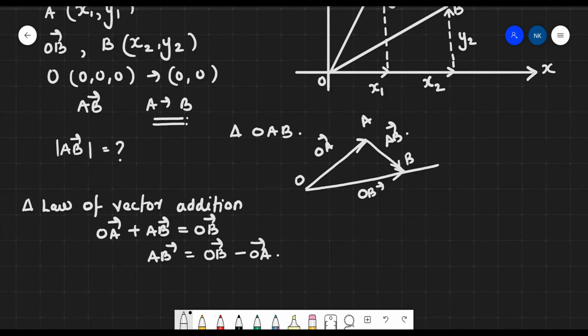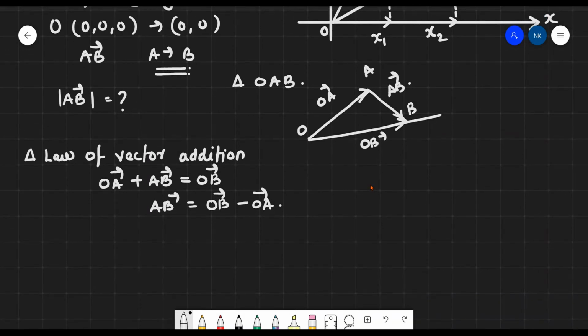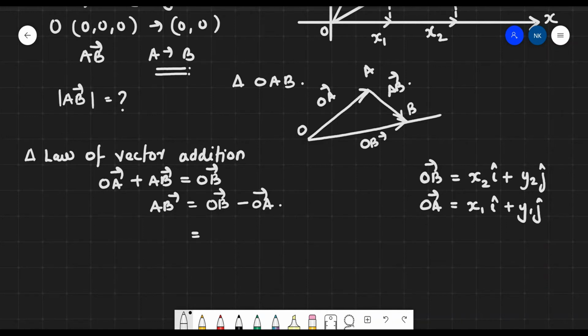Fine. Now how can we write OB vector? OB vector is x2 i cap plus y2 j cap. And what was OA vector? OA vector was x1 i cap plus y1 j cap.